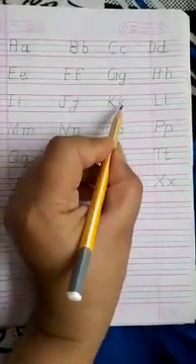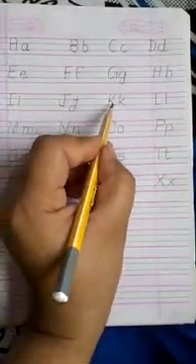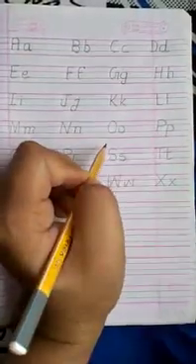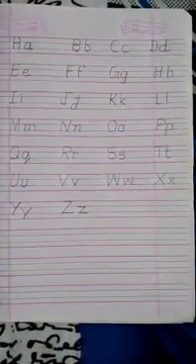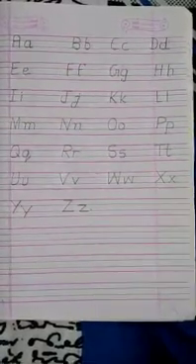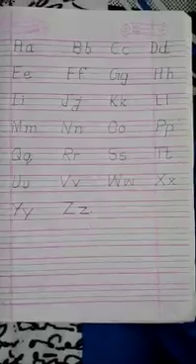Capital K and a small k. And the sound of K is K. And K for kite. K for kite.